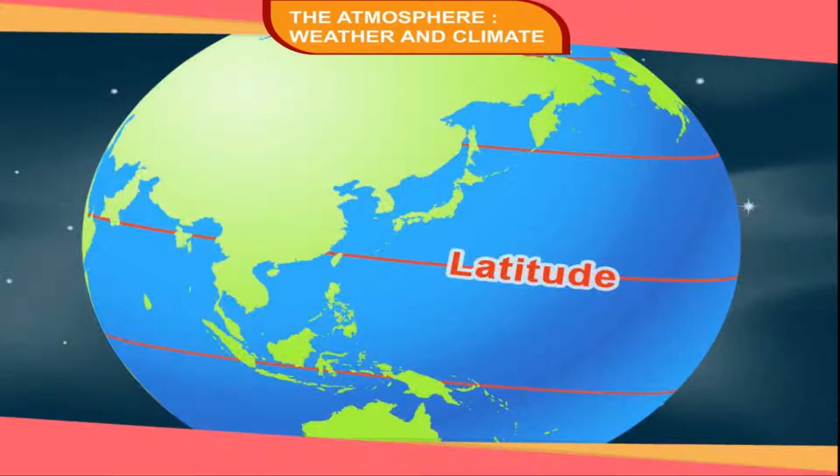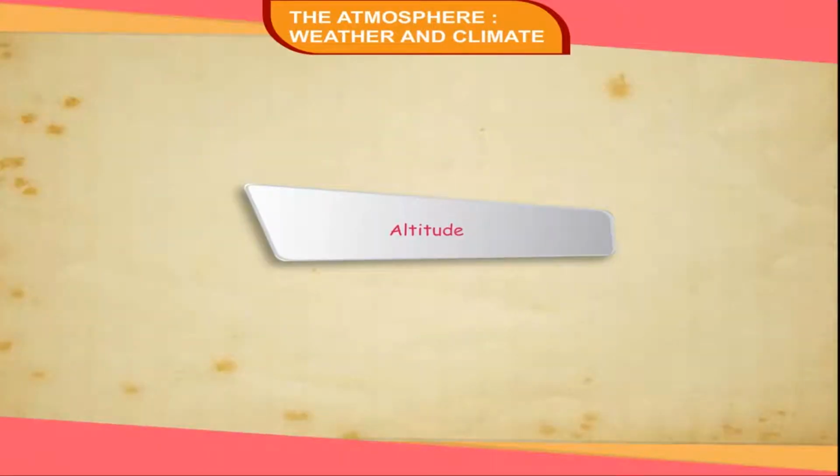As we move away from the equator, the sun rays become increasingly slanted. This spreads out the heat over a larger area.